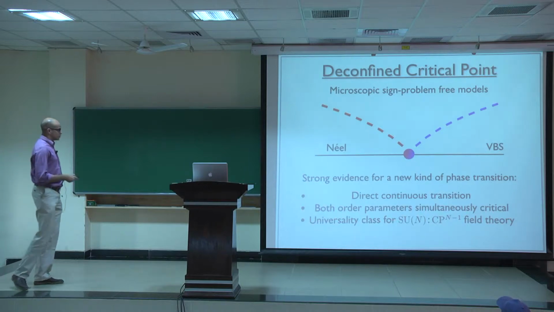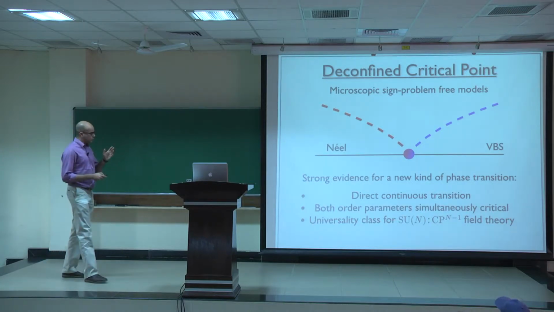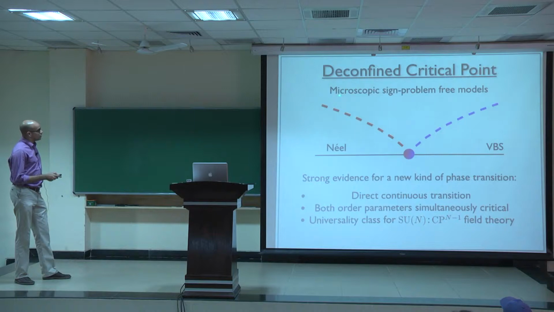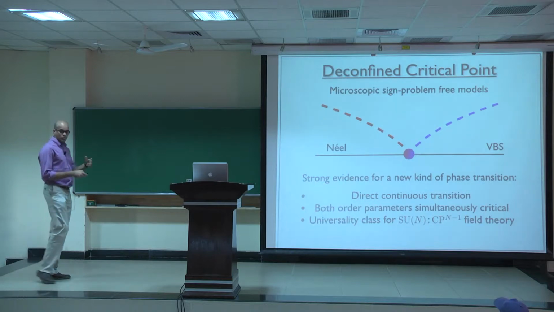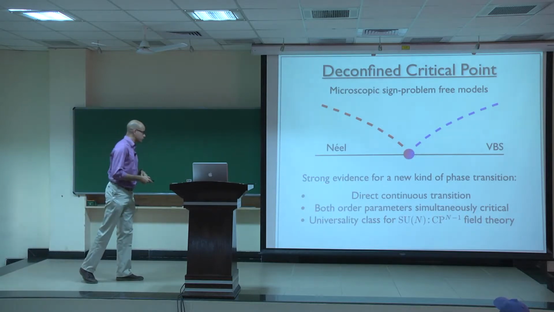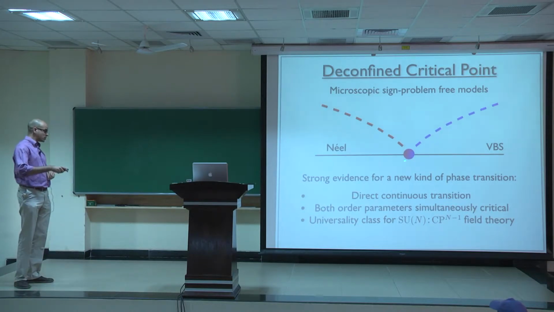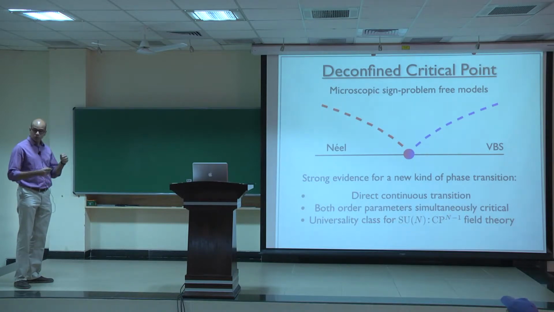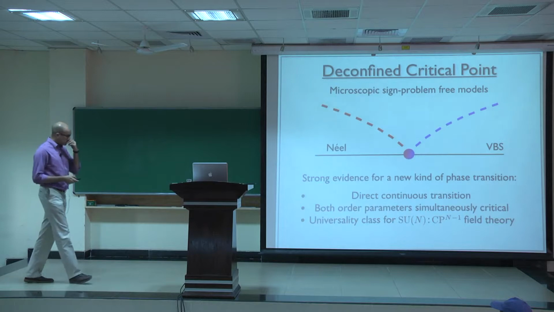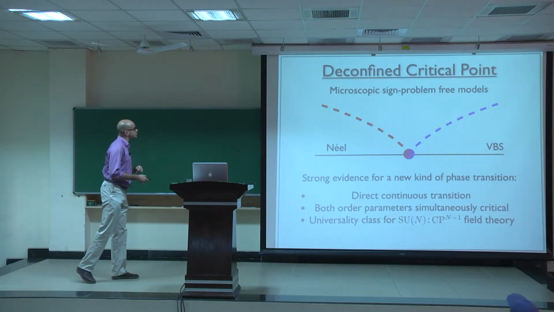Okay, so to summarize this part of the talk, I didn't show you a lot of data. I just showed you the results. We have microscopic sign-free models in which we can study the transition between Néel and VBS. And we have very strong evidence that this new kind of phase transition that was proposed by Senthil actually happens. It's a direct continuous transition in which both order parameters are simultaneously critical. And the universality class for this is described by the CP^N field theory. And the evidence I showed you for this was these critical indices of eta_N and eta_V.